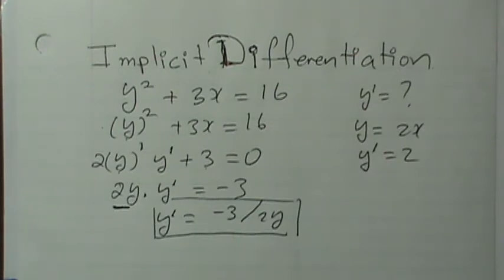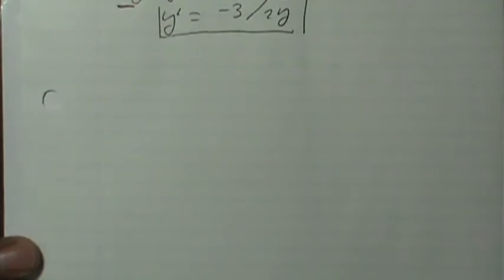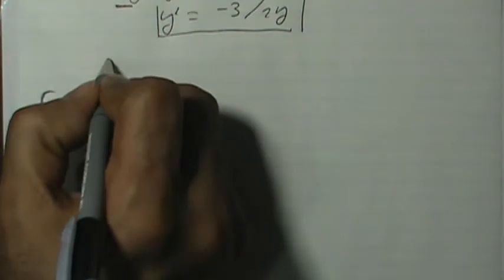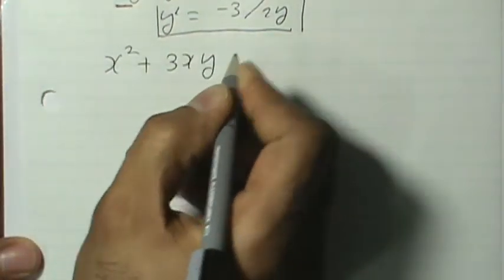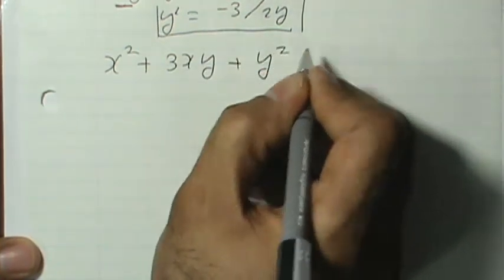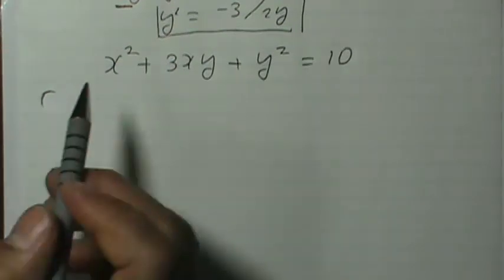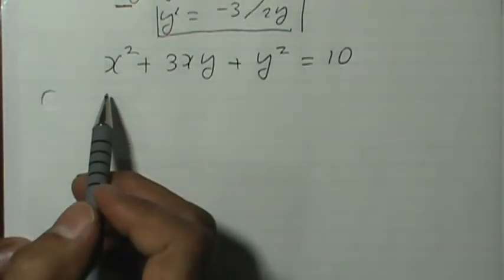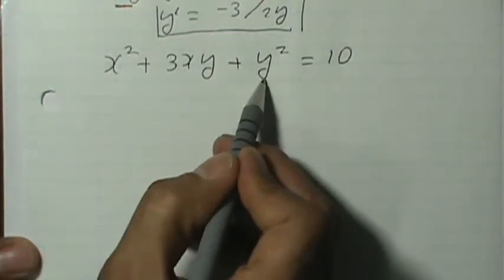Now let's do another example to clarify implicit differentiation, and this example will have a combination of power, product, and chain rule. And here it is. For example, if I have x squared plus 3xy plus y to the power of 2 equal to 10, just for example. Now to find dy by dx or y prime, here we're going to apply power rule, here we're going to apply product and chain.